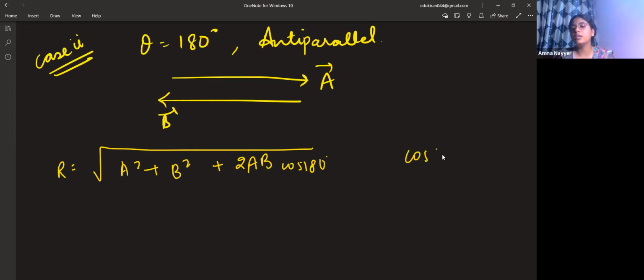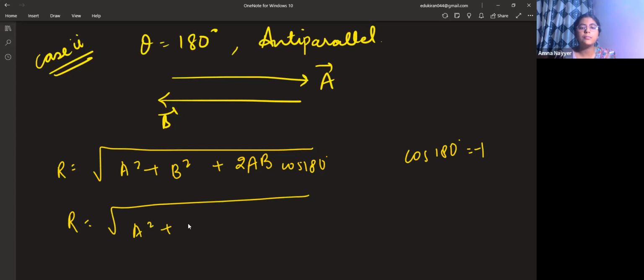And what is the value of cos 180, Humam? Do you remember? Minus 1. This value also you should remember, along with the rest of the trigonometric values. Cos 120 degree, 180 degree, along with the main ones. So this is minus 1. So the resultant becomes A square plus B square minus 2AB. Why? Because cos 180 is minus 1, so 2AB multiplied by minus 1 gives you minus 2AB.